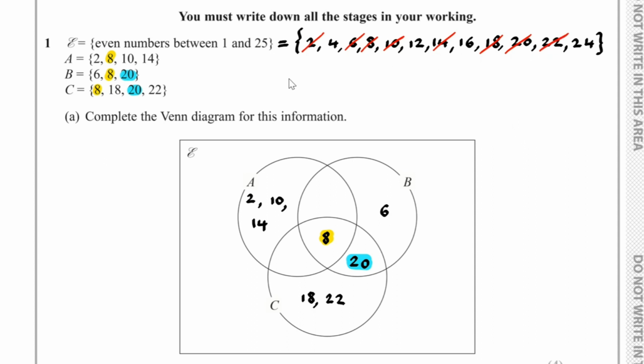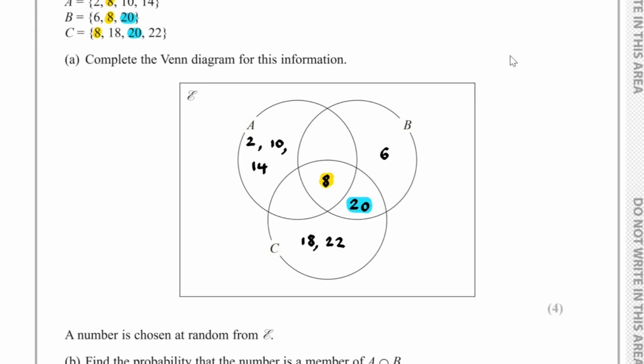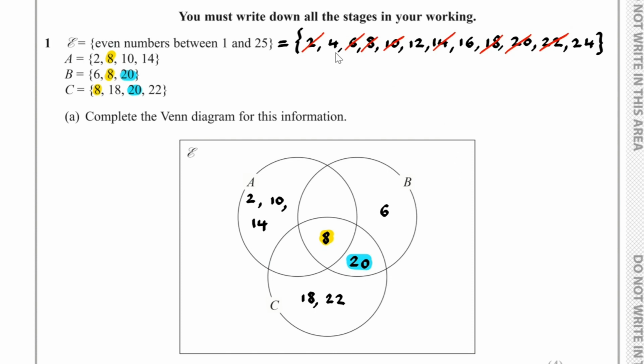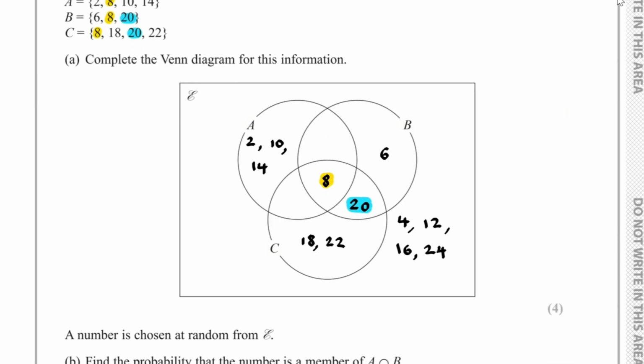So the rest of the numbers would go along the outside. So we have 4, 12, 16, and 24, which go on the outside. Here is the complete Venn diagram.